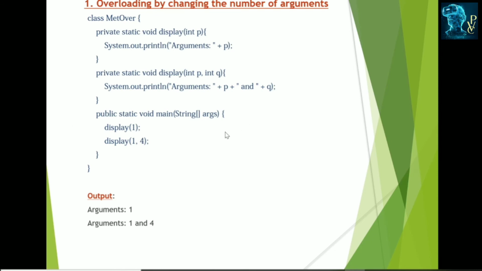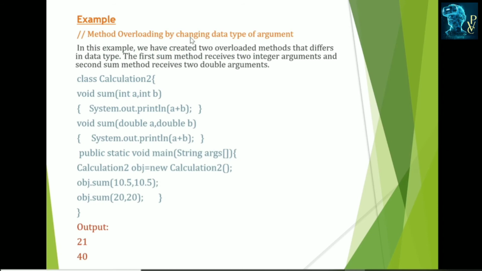Next, method overloading by changing the data type. Here also I created 2 overloaded methods that differ in data types. In the previous example, I used the same type with a different number of parameters, but here the difference is in the data types. Here I used 2 integer variables, a and b. Here I used a and b as 2 double variables. Here also it does the addition of 2 variables.